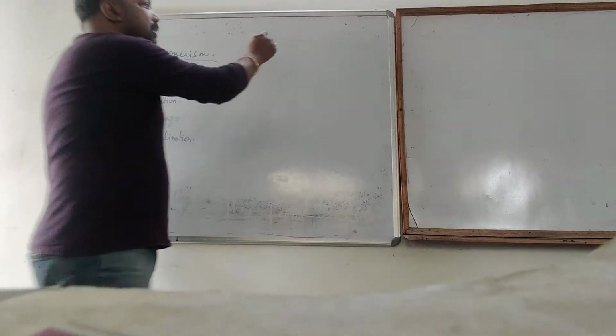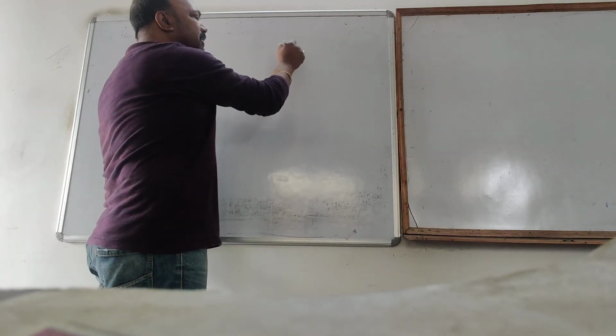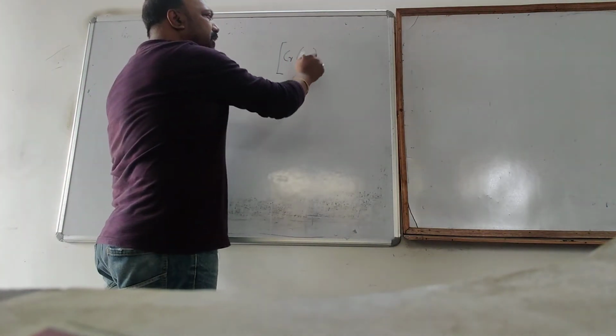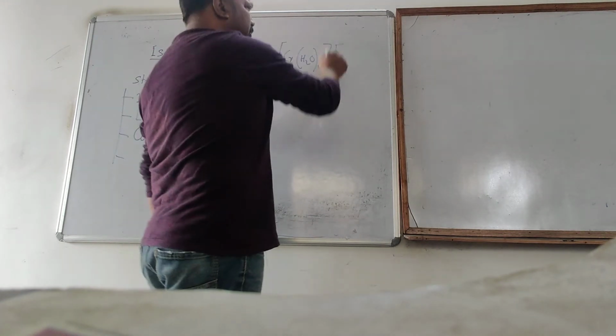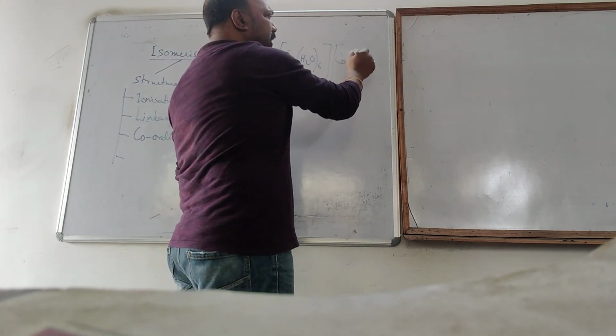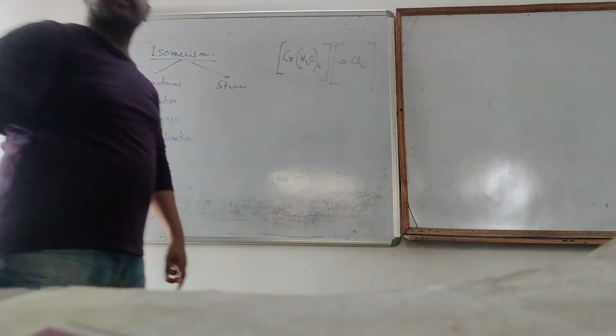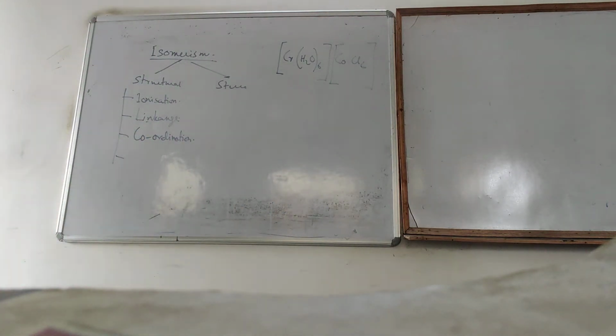I'm writing it, you will automatically understand. Suppose Cr(H2O)6, Co Cl6. I'm just writing it. It's not that you have to remember it. This is the whole compound. Obviously, this is the positive ion.